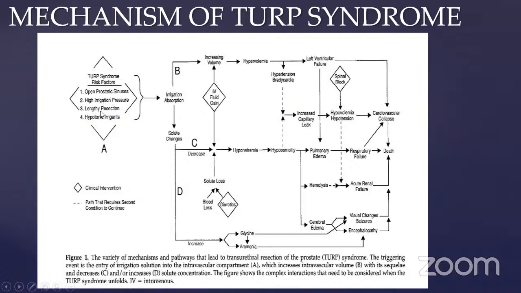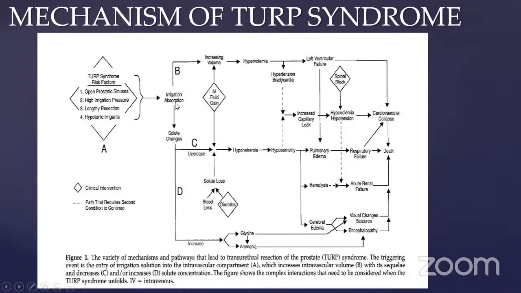Another risk is lengthy resection. The surgical resection duration should be managed and decreased, and ideally it should be done within 60 minutes, which reduces the chances of TURP syndrome. And regarding the irrigation fluids we use, the more hypotonic the irrigants we use, the more chance of TURP syndrome.